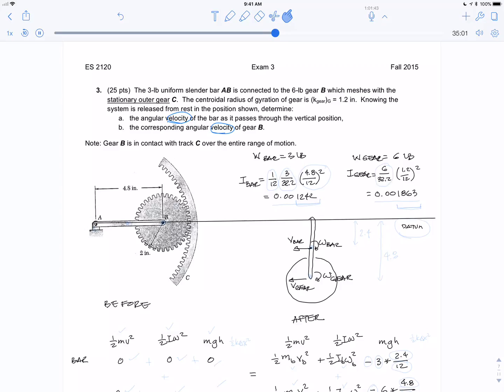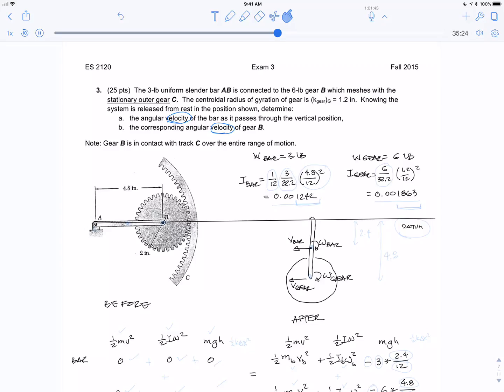Okay, and it says this thing is horizontal and released from rest. Find everything when it's in a vertical position. So this is a classic energy problem. Before is horizontal and after is vertical. And so I've drawn the before and the after.